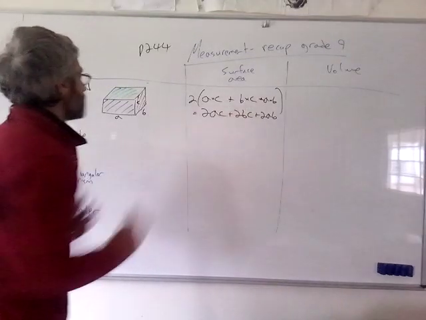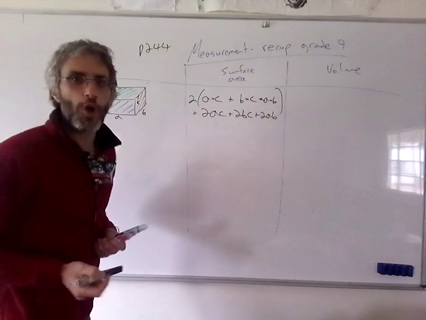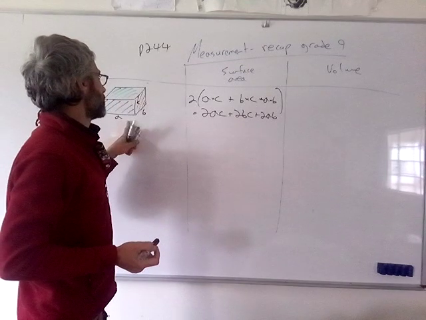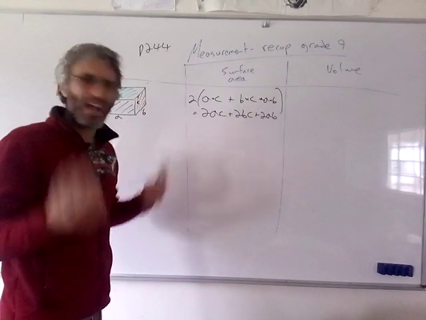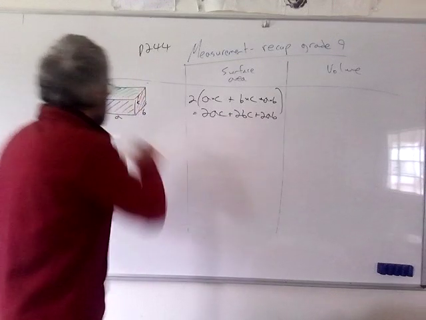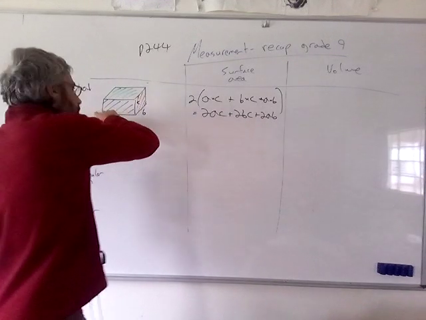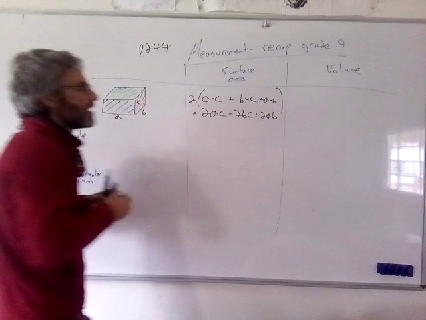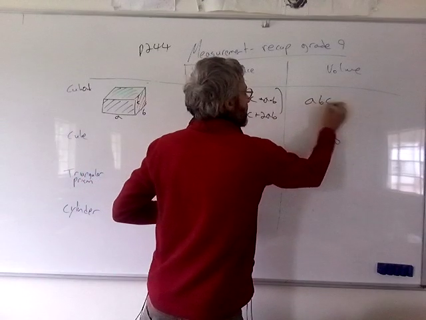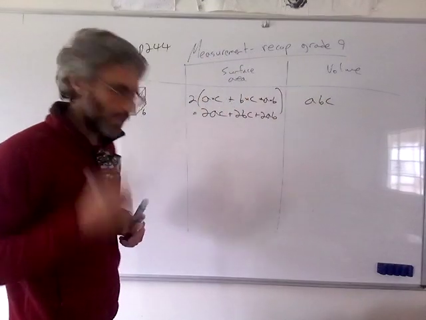Okay, let's move on to volume. How do we find the volume of a rectangular prism? I think you do it even in prep school. It's simply the width times the length times the height. So it's going to be ABC, A times B times C. So far, so good.